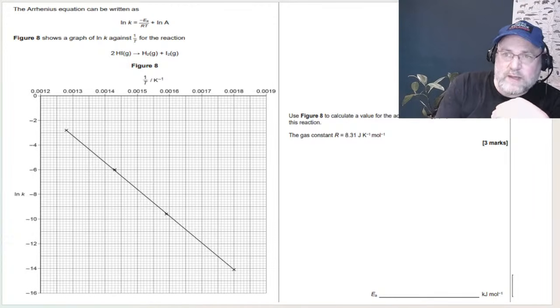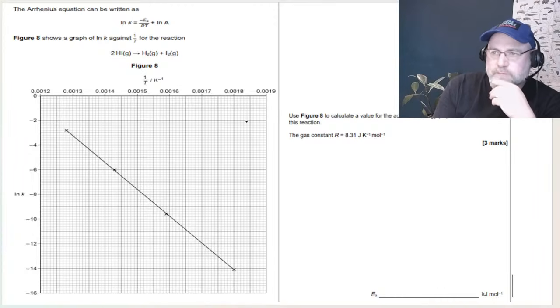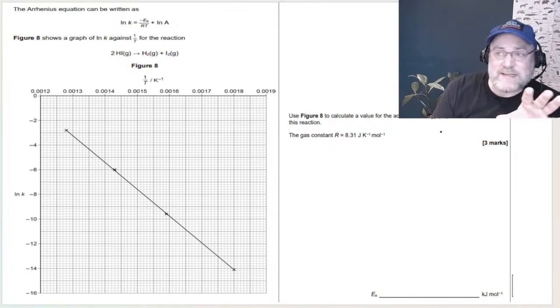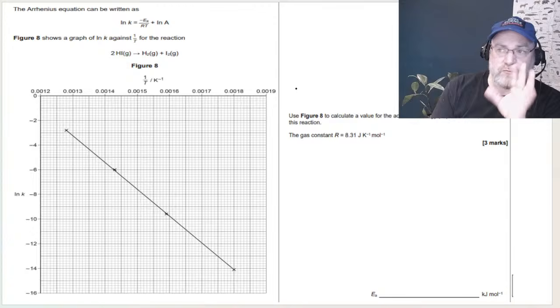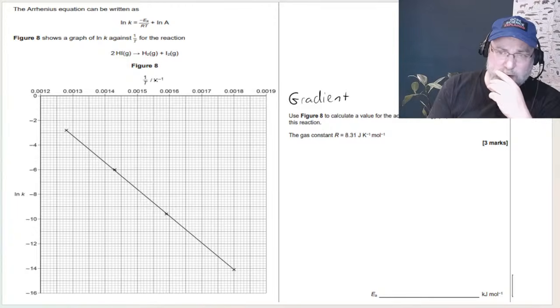Now what you're going to do with this, you need to do the change in y over x. So it's really nice and simple. Over here, for 3 marks, calculate activation energy. Exactly the same. We're using the Arrhenius equation again. Look, it's got all the elements. Natural log of k, 1 over T. Now, there is a rule that you need to know. The gradient in an Arrhenius graph, natural log of k plotted against 1 over T, you need to know this off by heart, is equal to minus Ea over R.